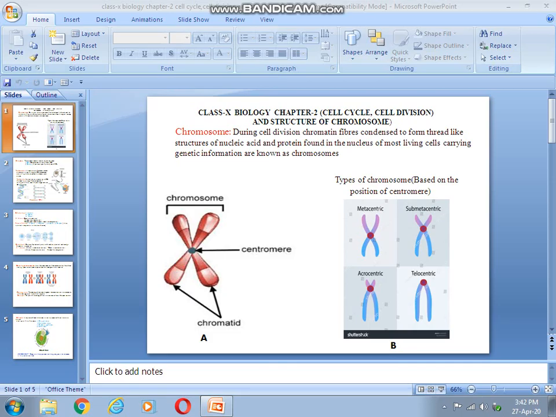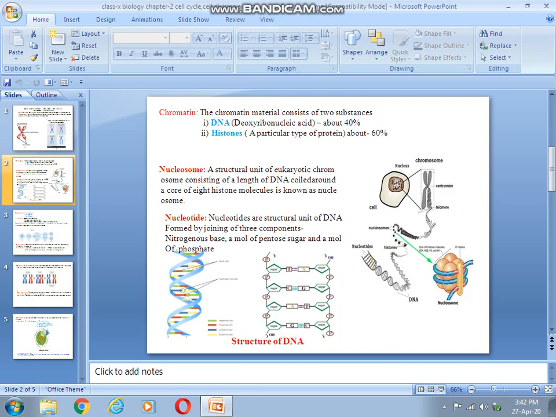Now, I am going to the next point, that is chromatin. The heading is given here, chromatin. Actually, in the first slide, I have told you that chromosomes are made up of chromatids. That means chromatids are made up of chromatin. Now, what is the composition of chromatin? The chromatin material consists of two substances.